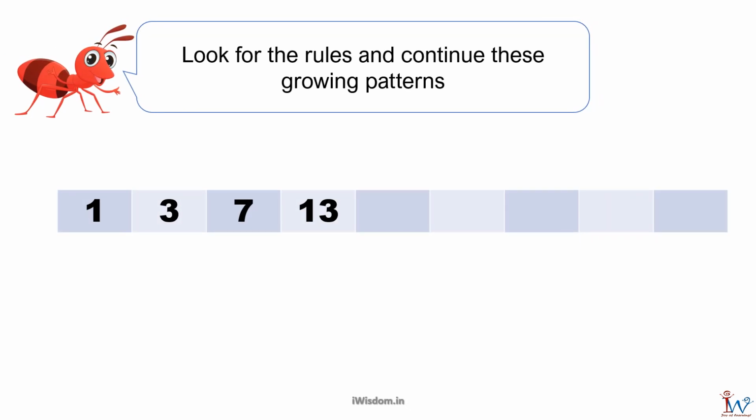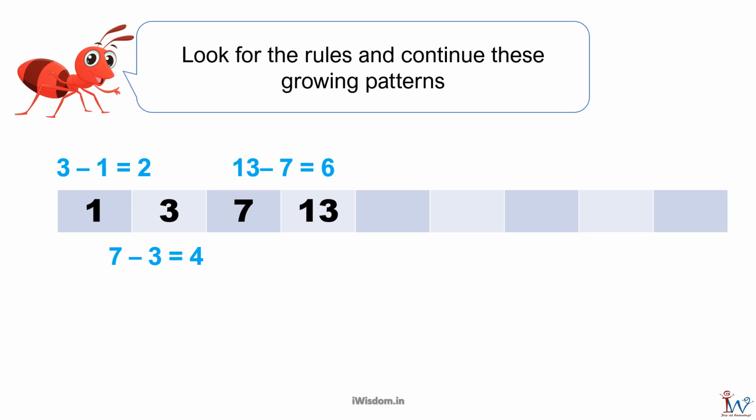Here is the next one. Identify the rule and continue the sequence for the following numbers. To recognize the pattern, let's find the difference between the two numbers in the sequence. 3 minus 1 is equal to 2. 7 minus 3 is equal to 4. 13 minus 7 is equal to 6. Difference between the numbers is increasing by 2.